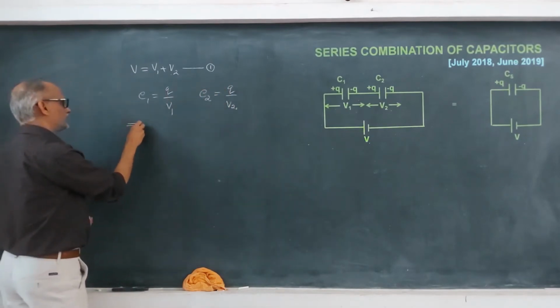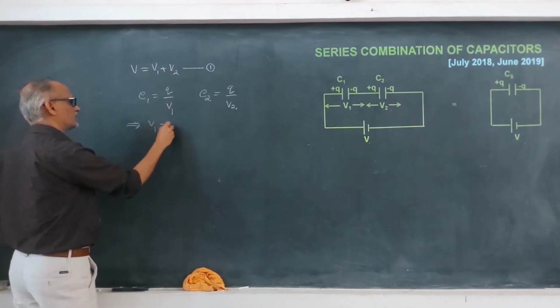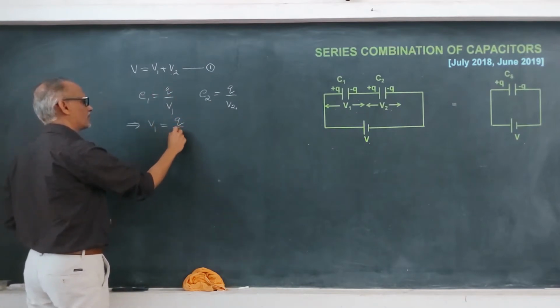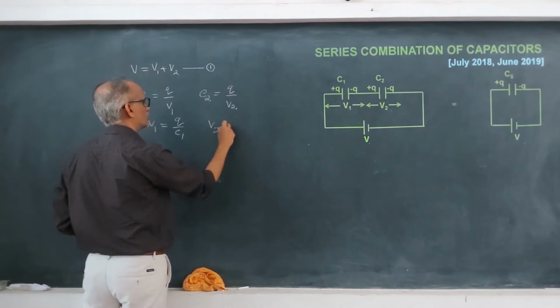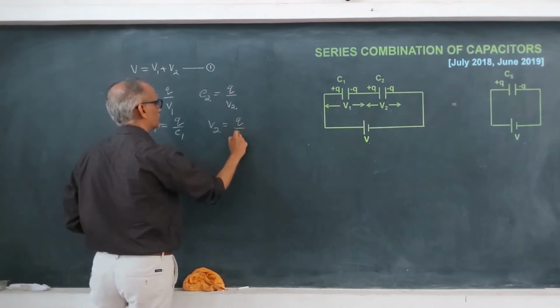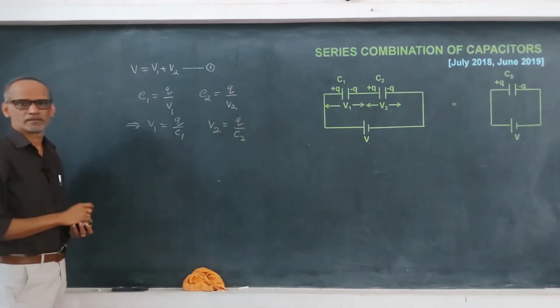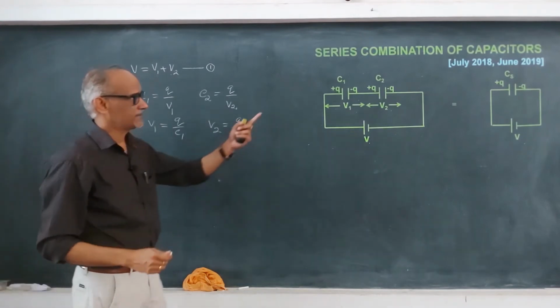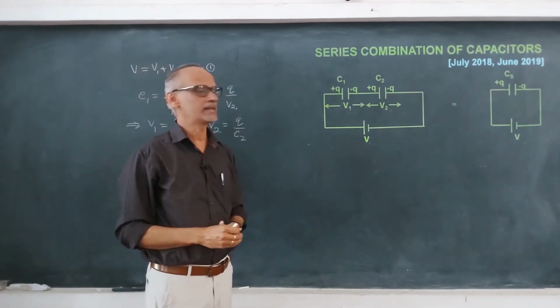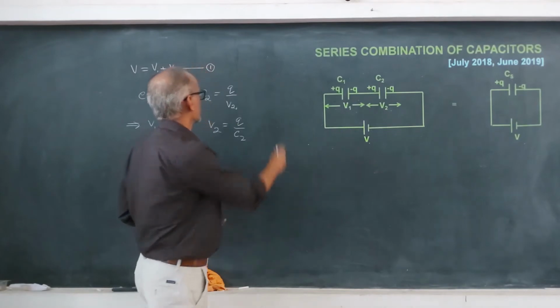Now tell me from this, what is V1? Rearrange. V1 is equal to Q by C1. From this, what is V2? V2 is Q by C2. Clear? Now refer to the equivalent capacitance and then relate all the three variables.